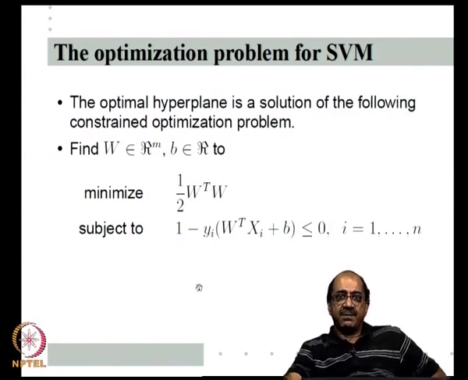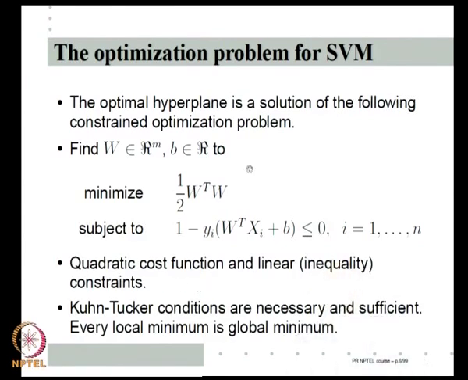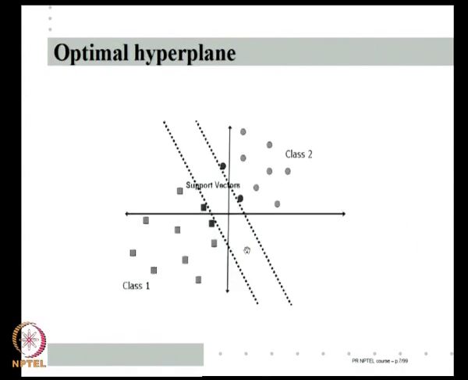So, the optimal hyperplane is a solution to this problem, and this is the cost function. Which is quadratic, convex quadratic, and all constraints are linear. So, this is the most efficient constrained optimization problem one can solve. For this problem, because this is convex and the constraints are linear, Kuhn-Tucker conditions are necessary and sufficient, every local minimum is a global minimum. We have seen all the background of constrained optimization last class. So, let us quickly write down the Kuhn-Tucker conditions for this problem.